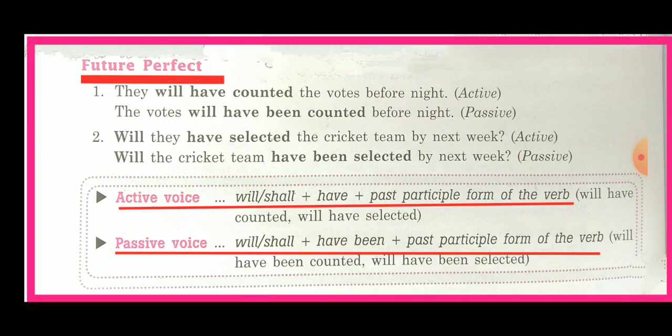Now future perfect tense. They will have counted the votes before night, this is the last tense. In future perfect tense, we use will/shall plus have plus past participle. That will be changed in passive voice into will plus have plus been plus third form of the verb.